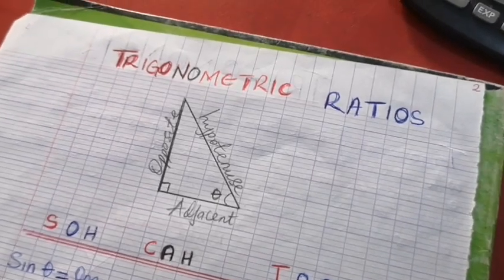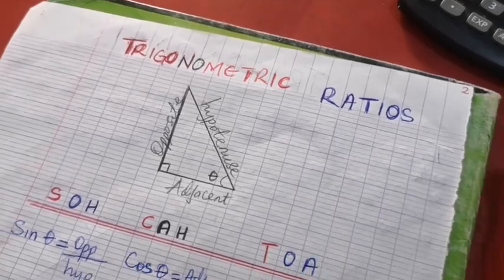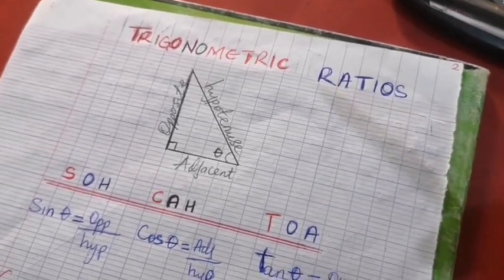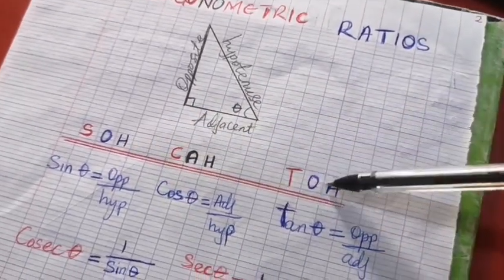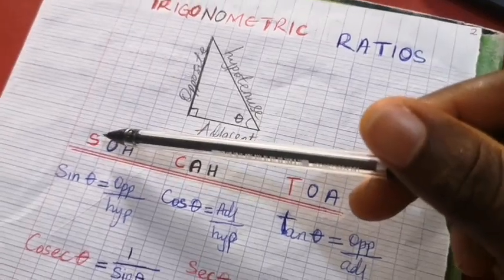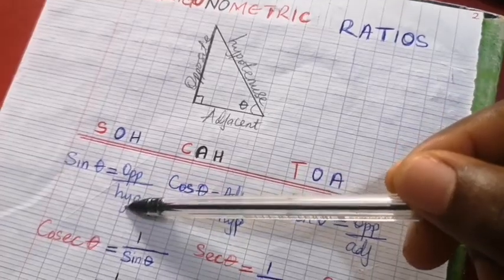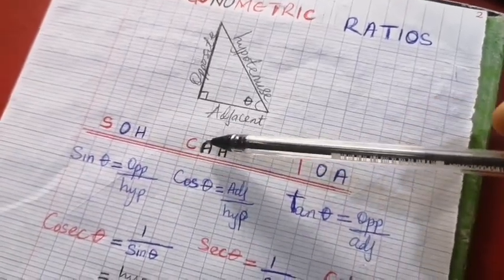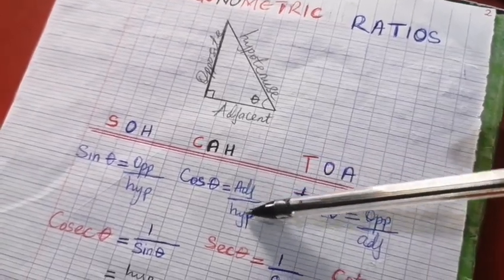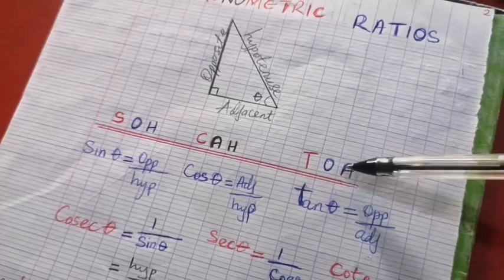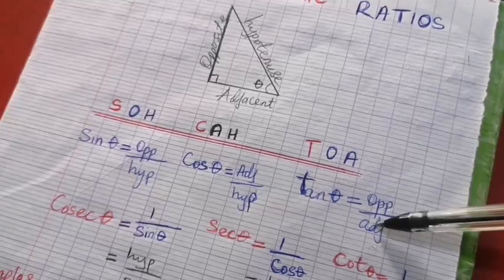Okay, let's look at trigonometric ratios. Now, actually, this aspect of maths compares the sides of a right angle triangle, okay? And we'll be working with the acronym SOHCAHTOA. The first one, SO, stands for sine theta is equal to opposite over hypotenuse. Then CA stands for cos theta is equal to adjacent over hypotenuse, and TOA stands for tan theta is equal to opposite over adjacent.